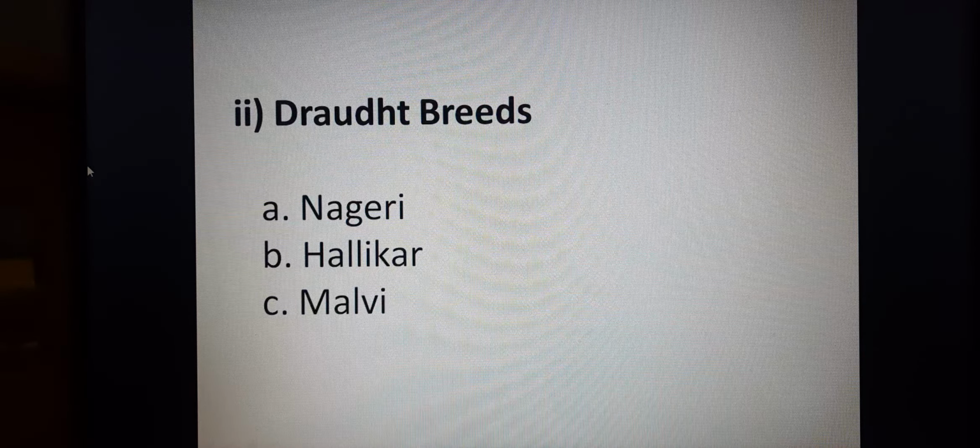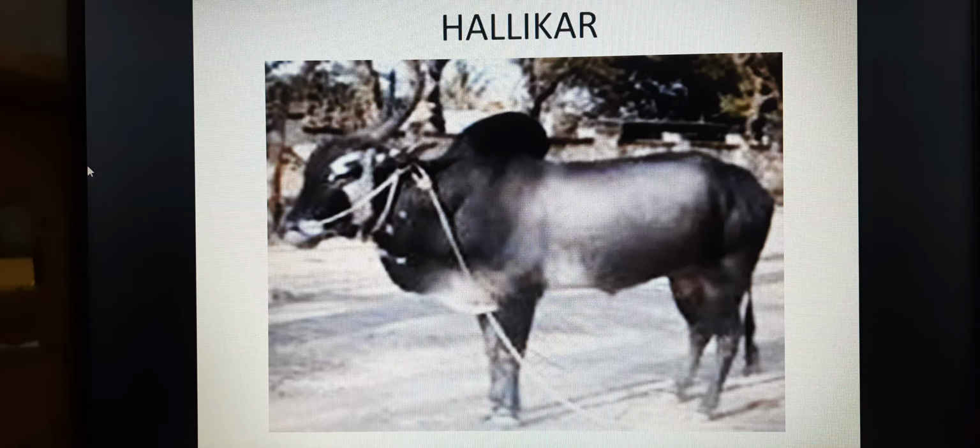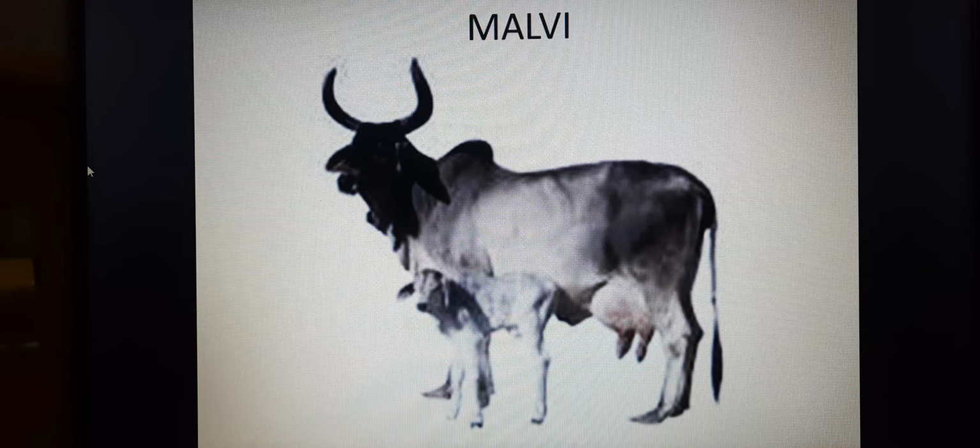Draught breeds are the main organisms which we use to draw the cart and to plow the field. This is Nagari, Halikar, Malvi. You see their pictures. This is Nagari, Halikar and Malvi.